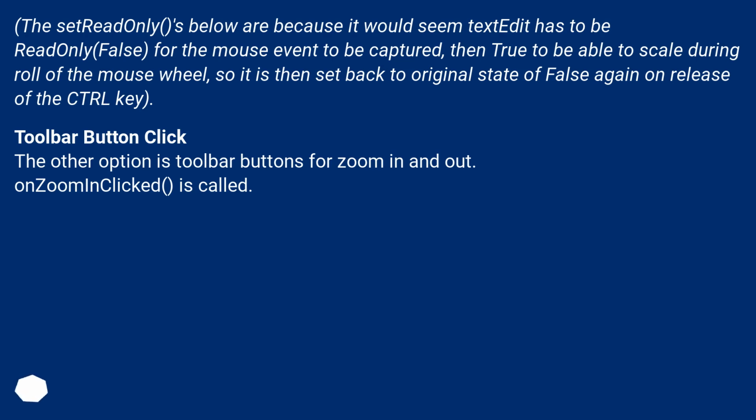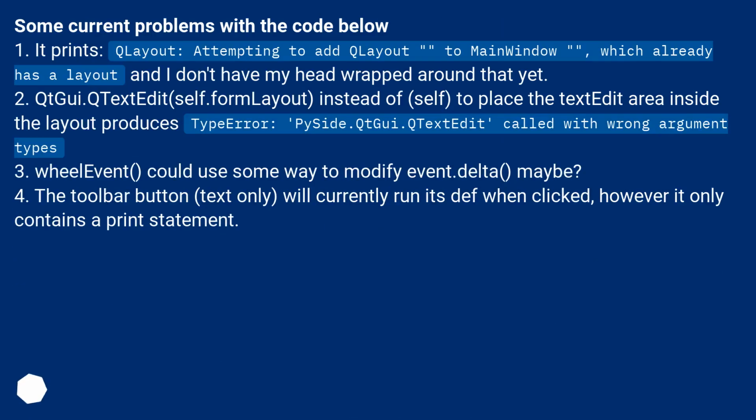Toolbar button click. The other option is toolbar buttons for zoom in and out. On zoom in clicked is called. Some current problems with the code below.